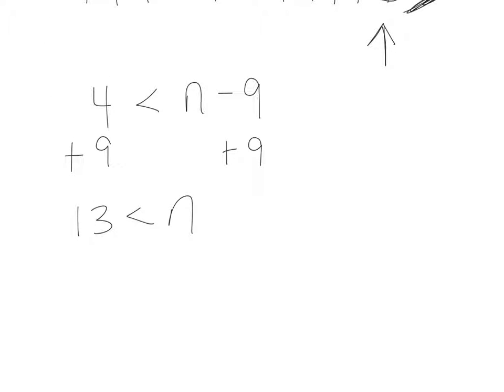Right now we're saying that 13 is less than n. Well, if you flip that, then you can also say, logically, that n has to be greater than 13. So if 13 has to be less than n, then that means n has to be bigger than 13. So the easy way to do this is just to move your variable to the other side of the inequality.